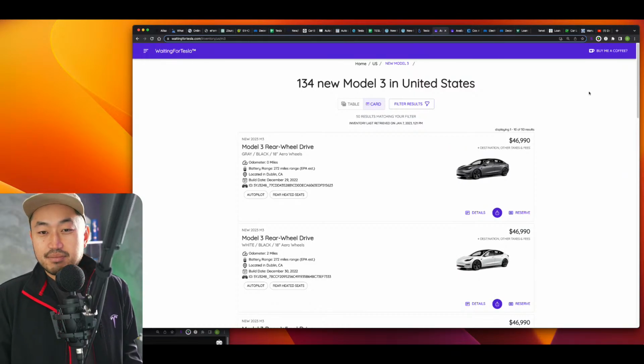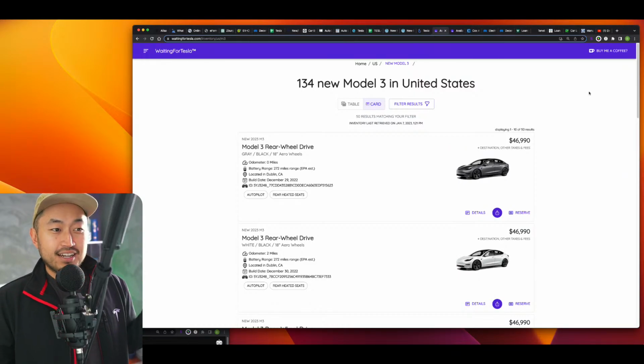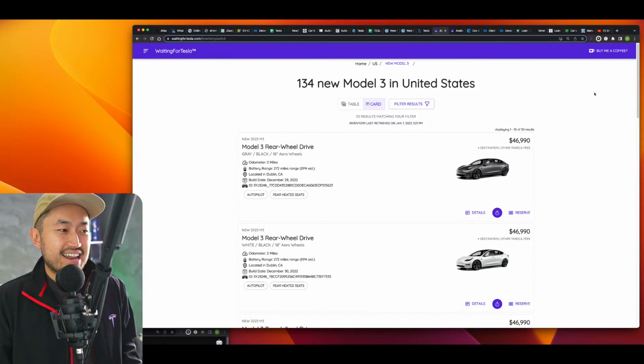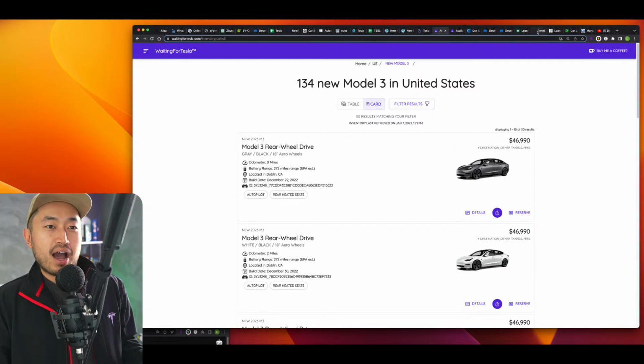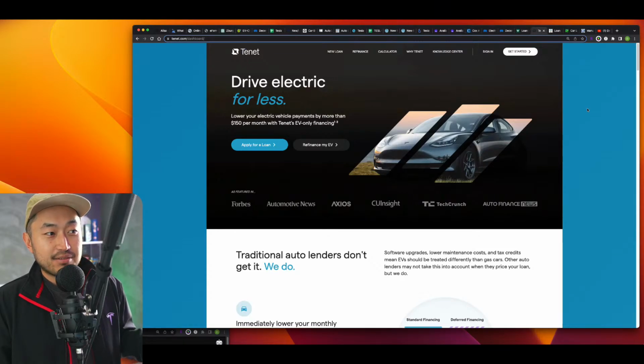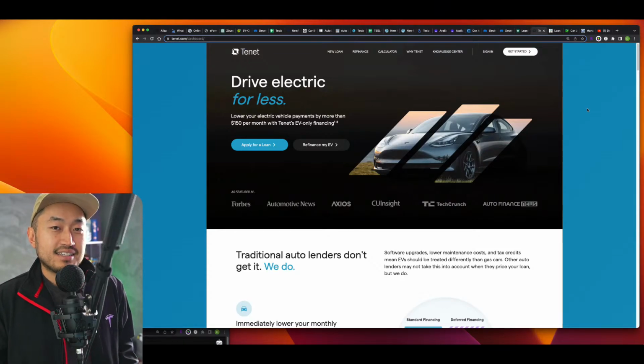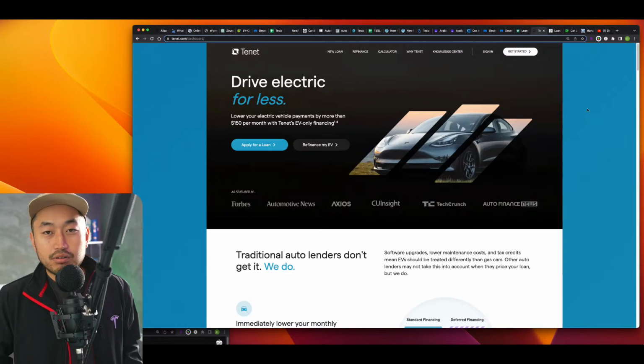That's pretty interesting. That's maybe a sign of what could be going on. Even with that $7,500 tax credit, people are still waiting on the sidelines and not purchasing the vehicle, which is interesting. Maybe they don't know about other financing companies like Tenet, which allow you to finance or defer the $7,500 tax credit all the way to the end of the loan.